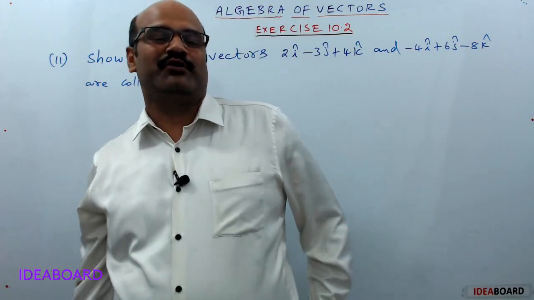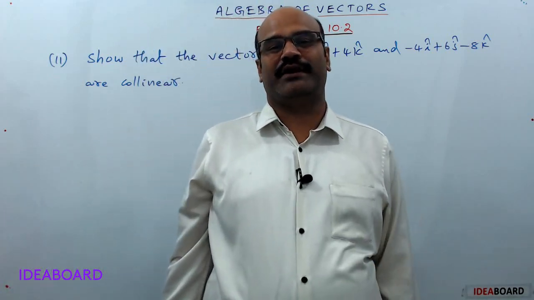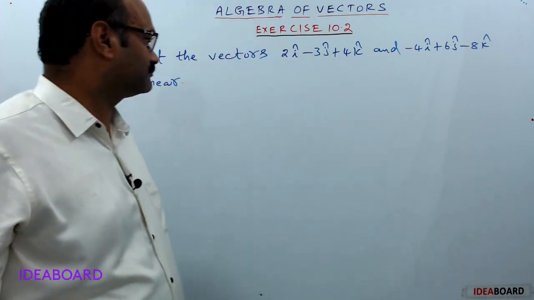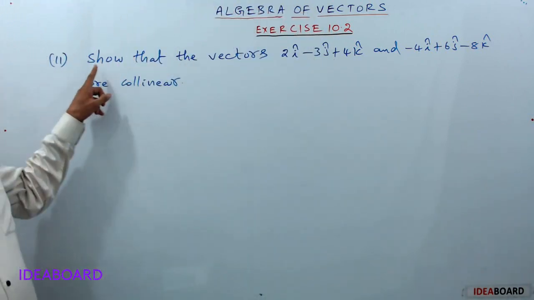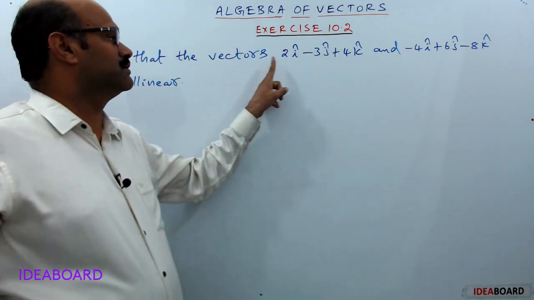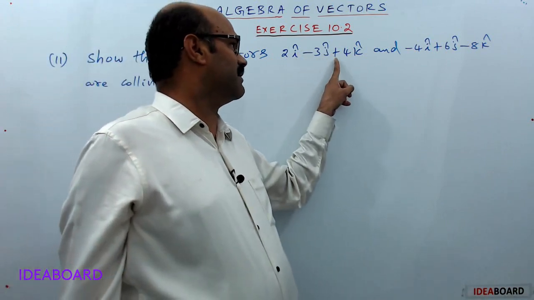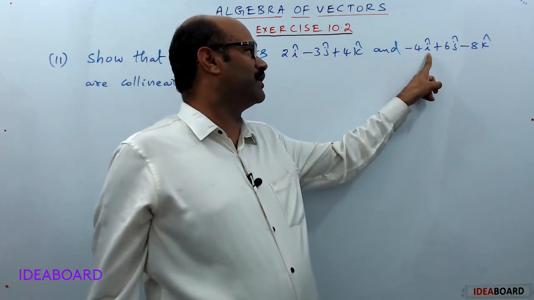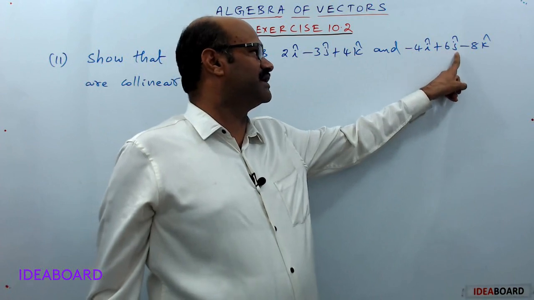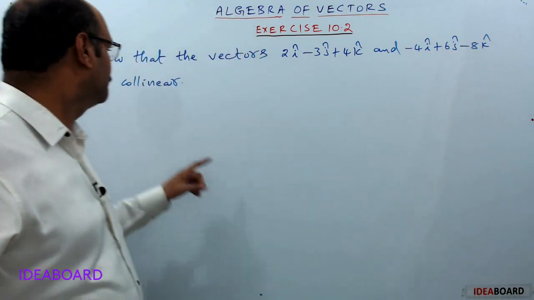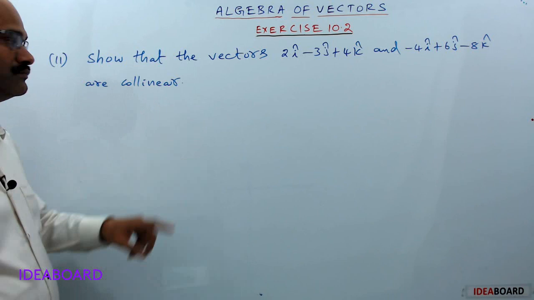Hi students, today I am doing problems from exercise 10.2. 11th problem: show that the vectors 2i cap minus 3j cap plus 4k cap and minus 4i cap plus 6j cap minus 8k cap are collinear.